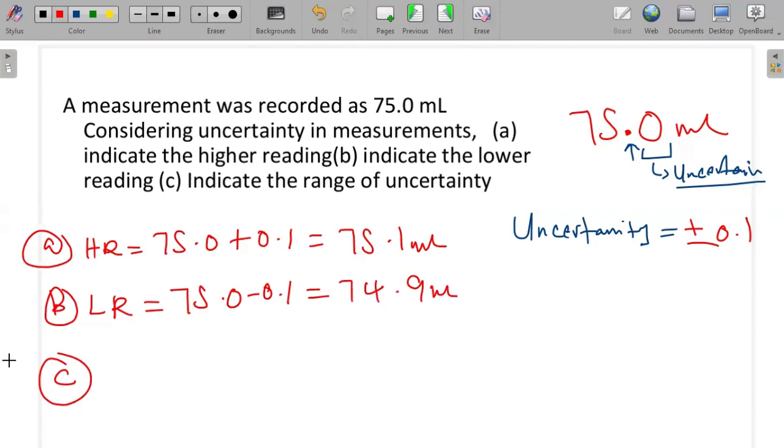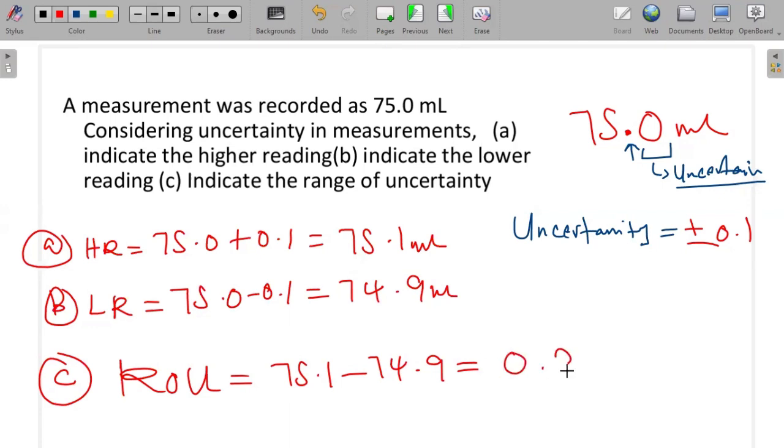And then C, we're looking at the range. The range of uncertainty is the higher reading minus the lower reading. The lower is 74.9. Punch this on your calculators. I am getting 0.2 milliliters. So that's the uncertainty in that question.